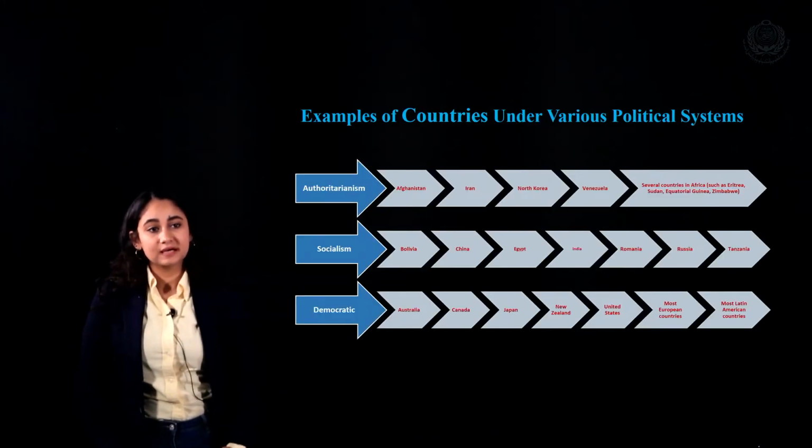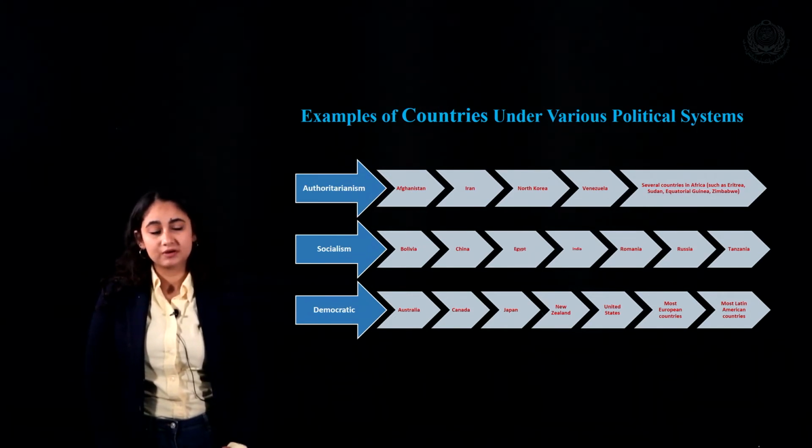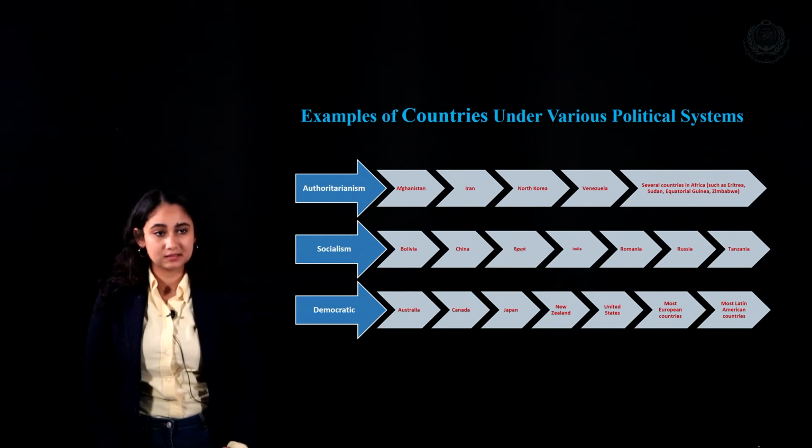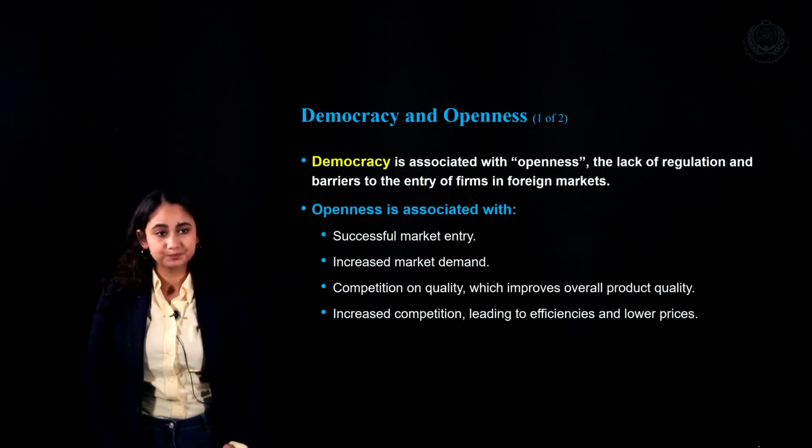And here you will find different examples of the three different political systems. You will find different countries that operate or follow the three different political systems. We have the democratic, the socialism, and so on. You will find the different countries as listed in front of you.